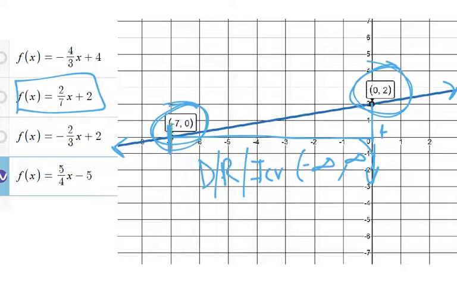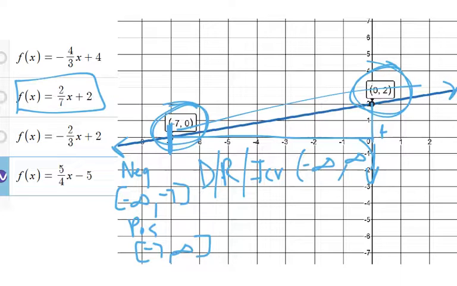X-intercept, y-intercept, positive and negative. Right here is where it switches from being negative. Negative would be from -infinity to -7. Positive would be as it keeps going to the right, so it would start at -7 and keep going to +infinity. So they'll never come back down. These linear functions.